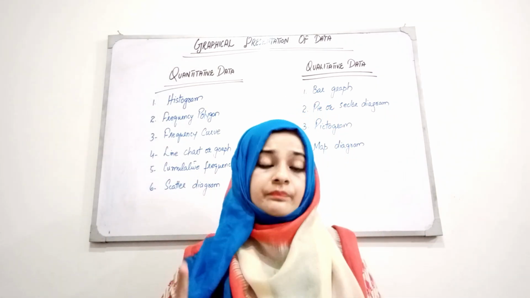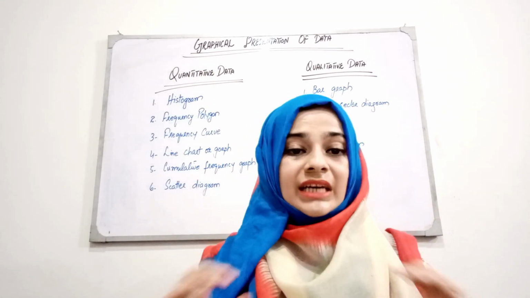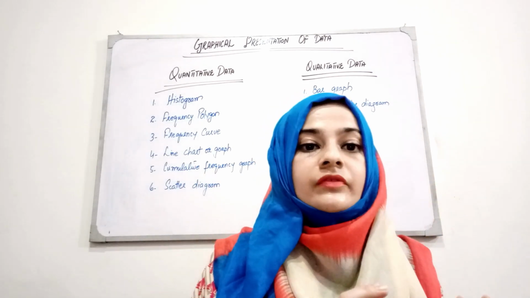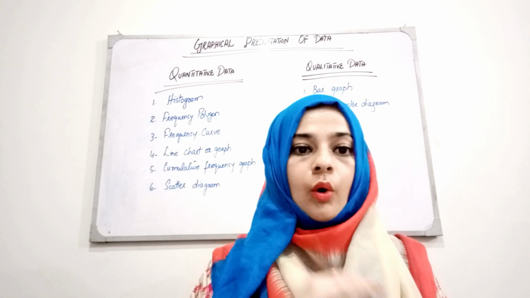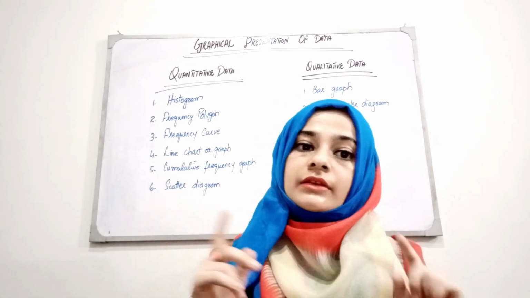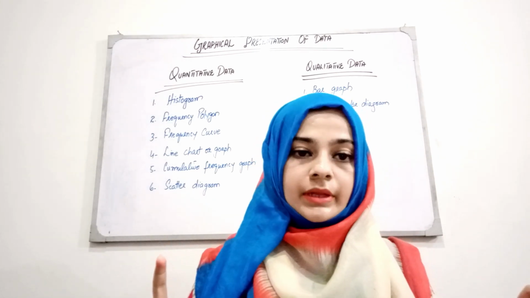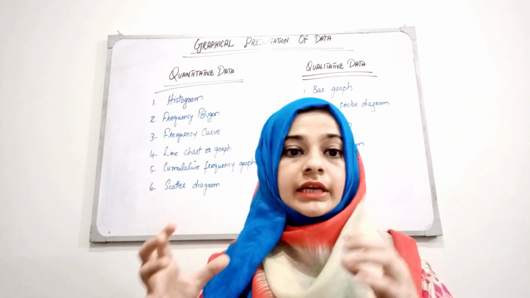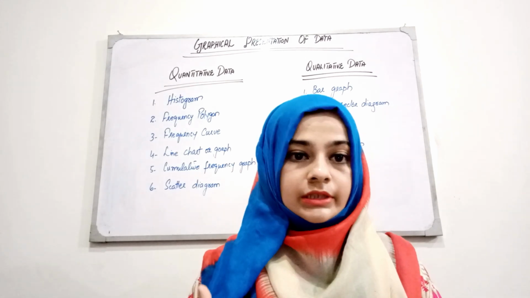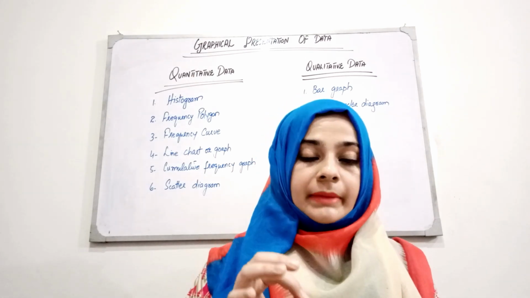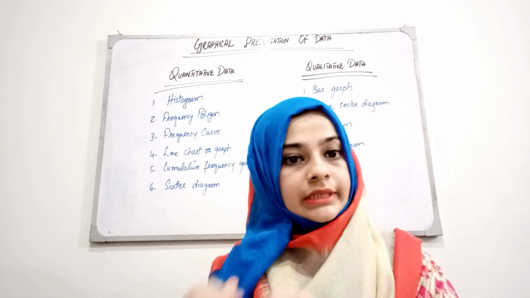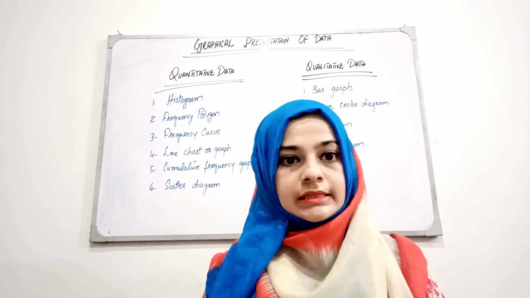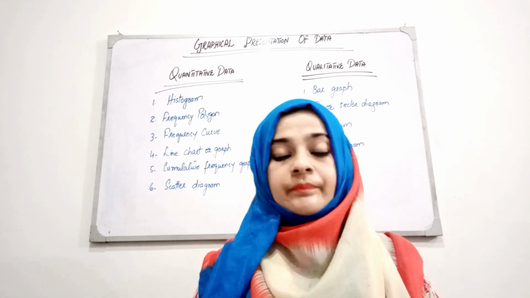One thing to remember: when we construct a graph, the dependent variable will lie on the x-axis and the independent variable will lie on the y-axis. Like if we construct the histogram for a grouped frequency distribution, we will make the classes on the x-axis because they are the dependent variable, and the frequencies, meaning the percentage of the data, on the y-axis.